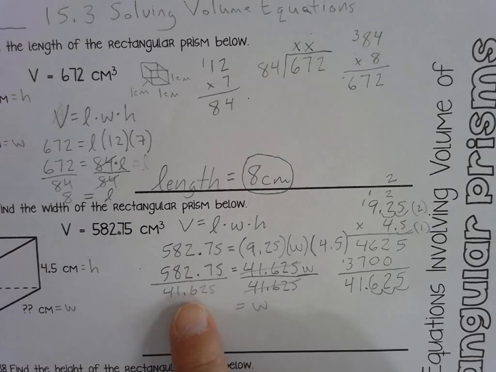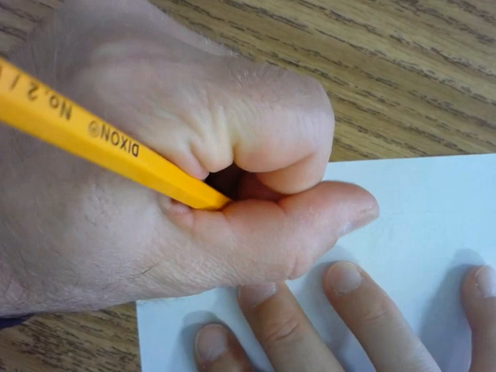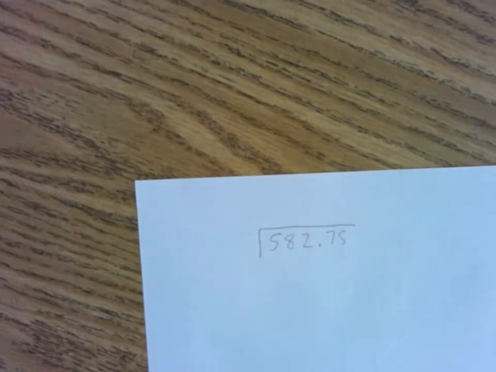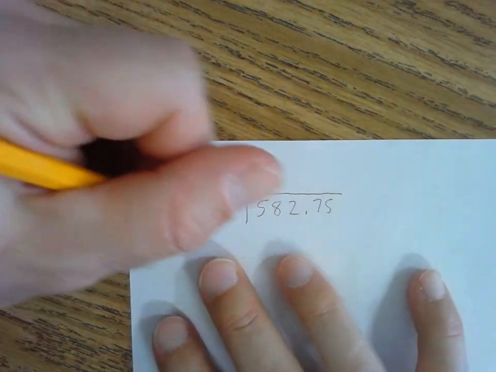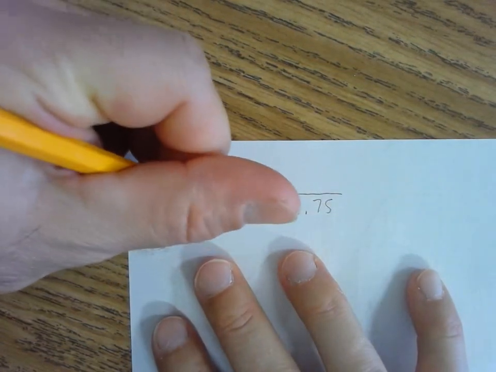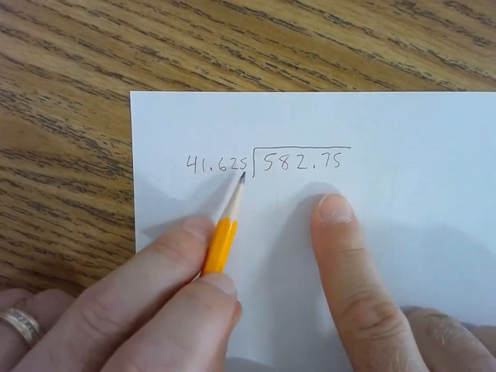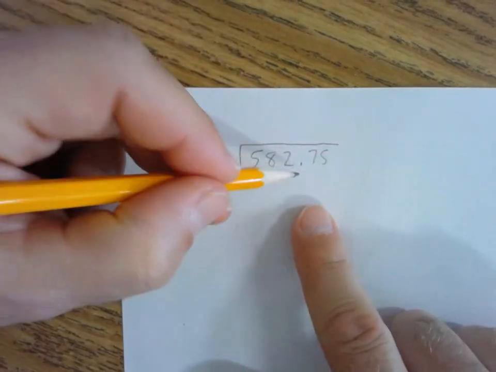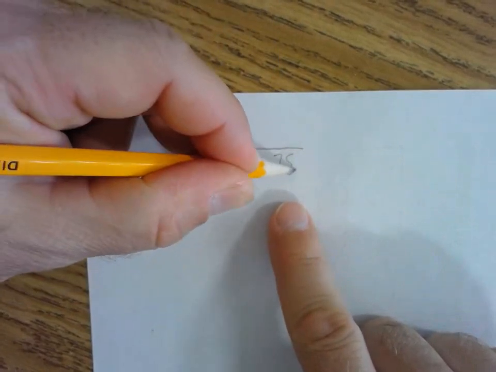I'm going to flip it over here on the back, I think, and do this problem. So 582.75 divided by, and I got to flip it back over, 41.625. Now, since we got a decimal here, we don't want to deal with a decimal, so we want a whole number. We're going to move it 3 places. Same thing in our number over here. We're going to move this 3 places.